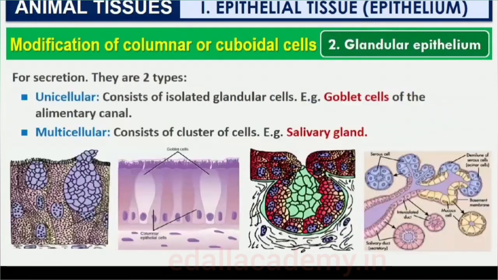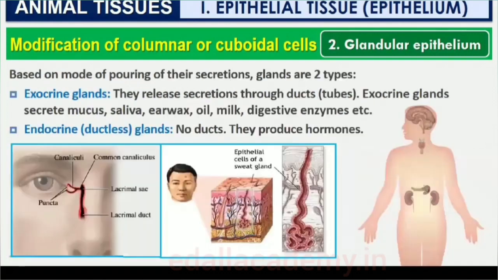Some of the columnar or cuboidal cells get specialized for secretion and are called glandular epithelium. They are mainly of 2 types: unicellular, consisting of isolated glandular cells, goblet cells of the alimentary canal, and multicellular, consisting of cluster of cells, salivary gland. On the basis of the mode of pouring of their secretions, glands are divided into 2 categories, namely exocrine and endocrine glands.